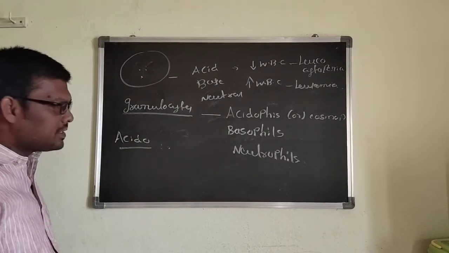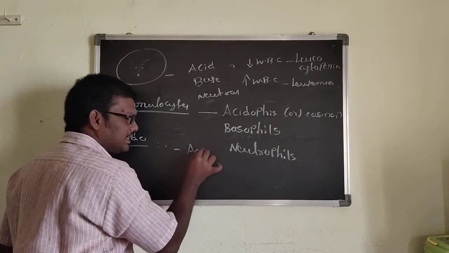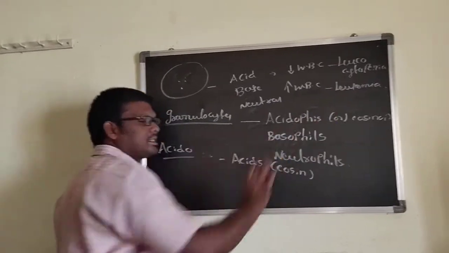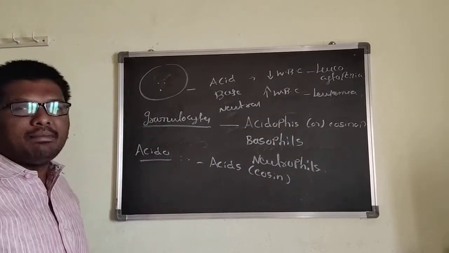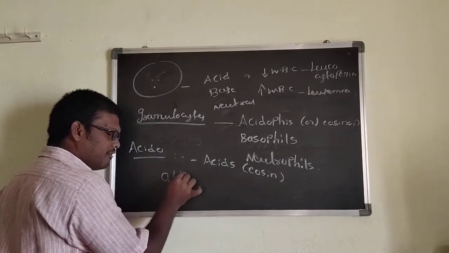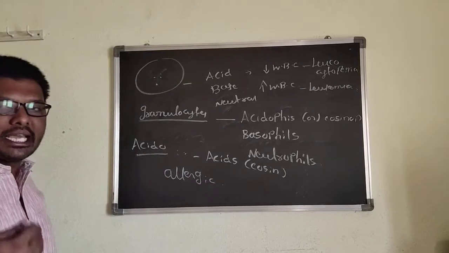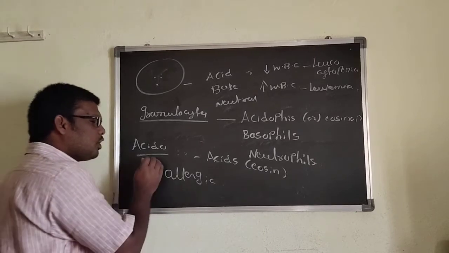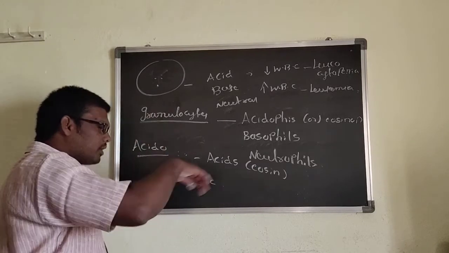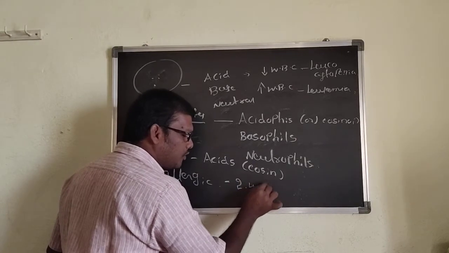Here, acidophils means the granules stained with acids, that is called eosin. That's why they are called eosinophils. At what time is the acidophil level more? When your body is in an allergic condition, which cells will be increased in our body? Acidophil levels are increased, and among the total leukocytes, the acidophils occupy 2.4%.